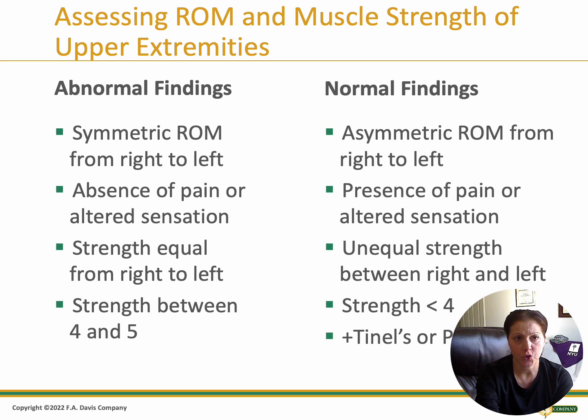You also want to assess the muscle strength of the upper extremities, and strength should be between 4 as well as 5. And there are going to be some slight differences between the right side and the left side, especially if they're right hand dominant or left hand dominant.